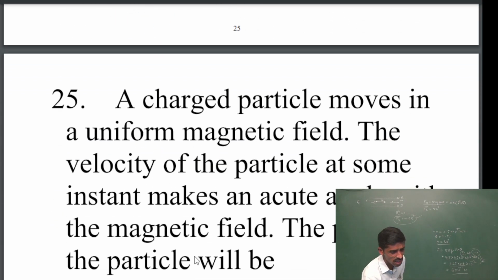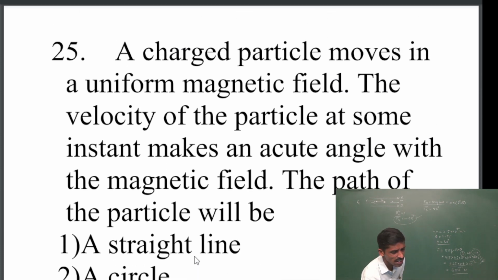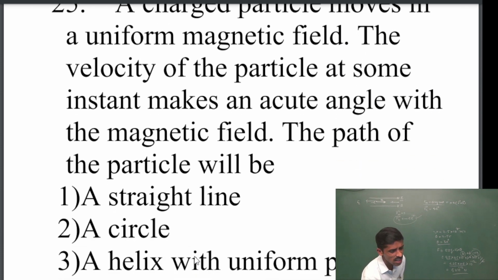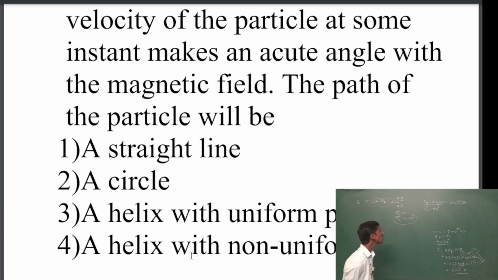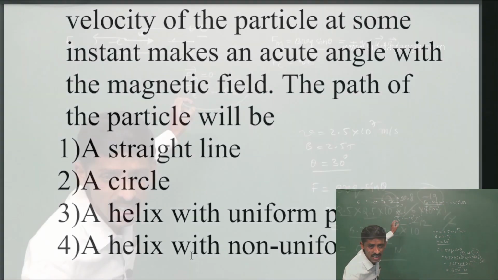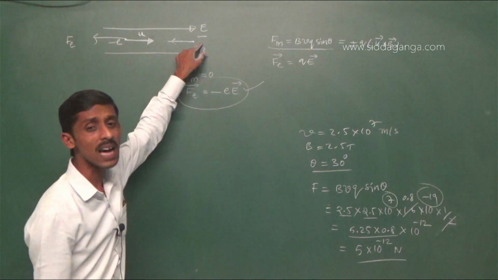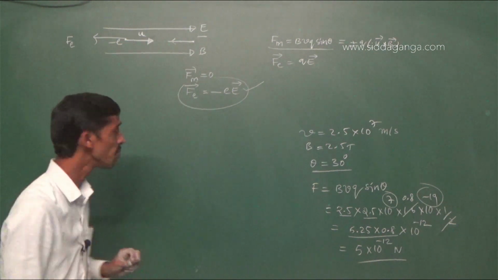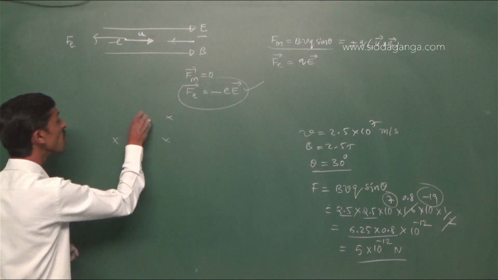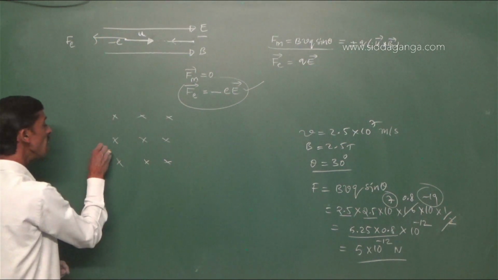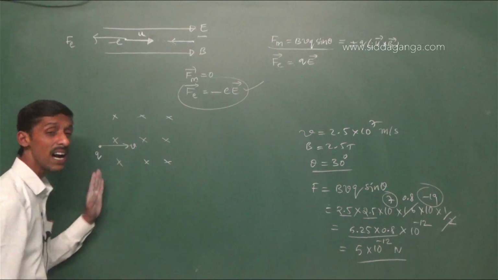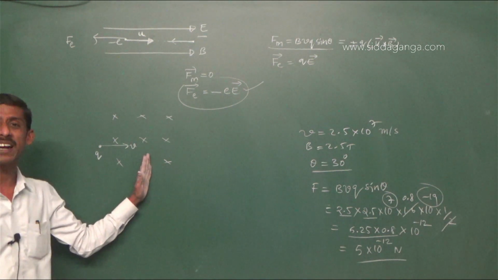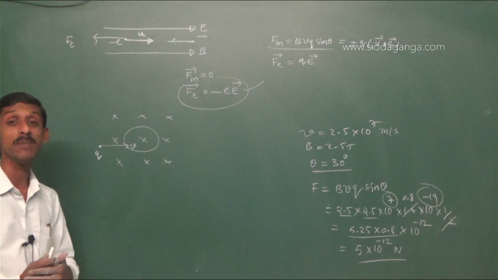Direct question it is. A charged particle moves in a uniform magnetic field. The velocity of the particle at some instant makes an acute angle, less than 90 degrees, with the magnetic field. The path of the charged particle will be, we have seen, when a charged particle enters into the magnetic field parallel or anti-parallel to the field, path will be a straight line. When a charged particle enters into the magnetic field with a velocity perpendicular to the direction of the magnetic field, path followed by the charged particle will be a circle.